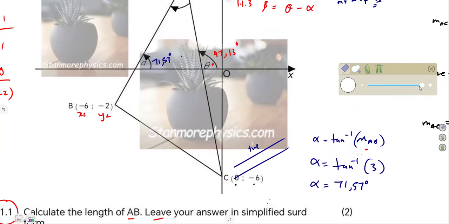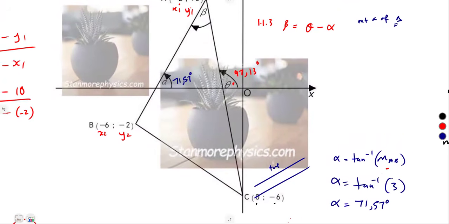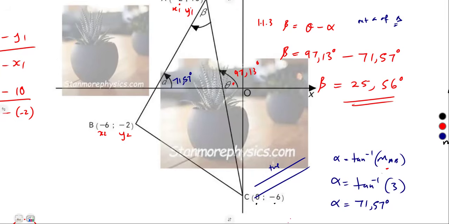So to determine now the remaining angle, which is beta, from the concept that I have explained here, that theta here is an exterior angle. It is equal to the sum of beta and alpha. So therefore, we can find our angle beta from theta, 97.13, minus the angle alpha of 71.57 degrees. So that was it to determine the angle beta, which was going to be 25.56 degrees. All right, just like that.